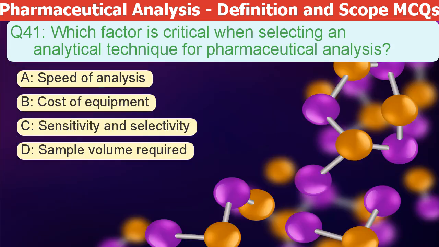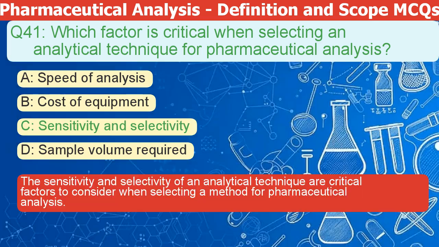Which factor is critical when selecting an analytical technique for pharmaceutical analysis? A. Speed of analysis. B. Cost of equipment. C. Sensitivity and selectivity. D. Sample volume required. The correct answer is C. The sensitivity and selectivity of an analytical technique are critical factors to consider when selecting a method for pharmaceutical analysis.